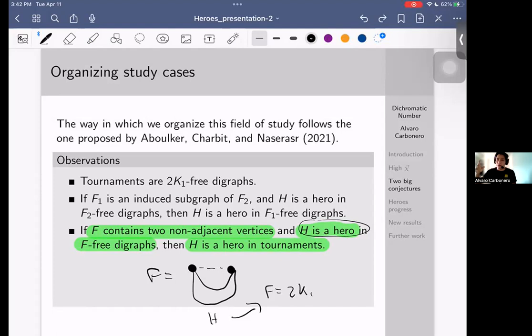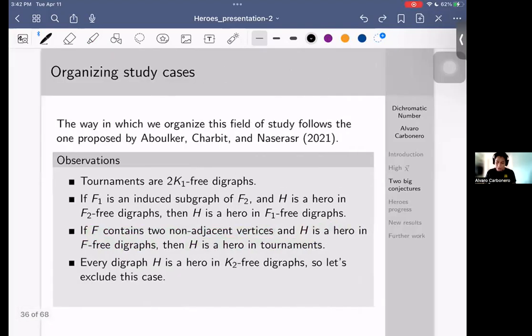We can construct them through a couple of operations that we saw in the theorem before. So that's great. We have limited the pool of heroes to a set that we know how to define. The next one is that every digraph is a hero in K2-free digraphs, because if we forbid K2 as an induced subgraph, K2 is an edge, so what's left? K2-free digraphs are just stable sets. They have chromatic number 1. So let's just not think about this case.